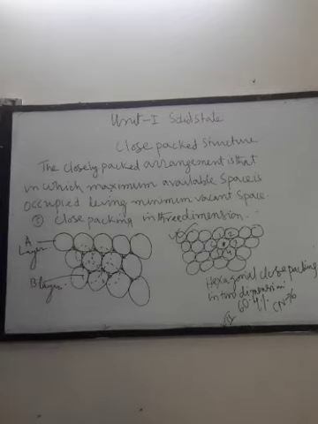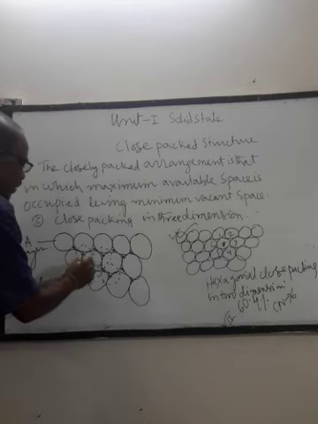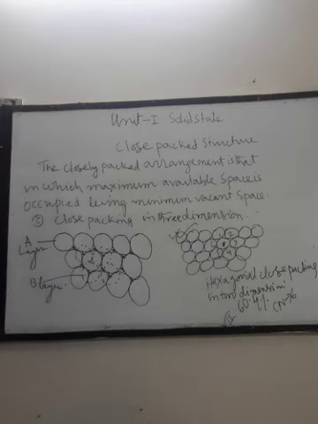So when the first layer is made, there are two types of voids available. One is A type of void and the other is B type of void. So the second layer may be placed in A void or maybe in B void. Now if the second layer is placed in B void, then another layer is obtained which is called the B layer. So the first layer is called the A layer, the second layer is called the B layer. Now when the B layer is placed in B void, then a new type of void is created which is called C void.